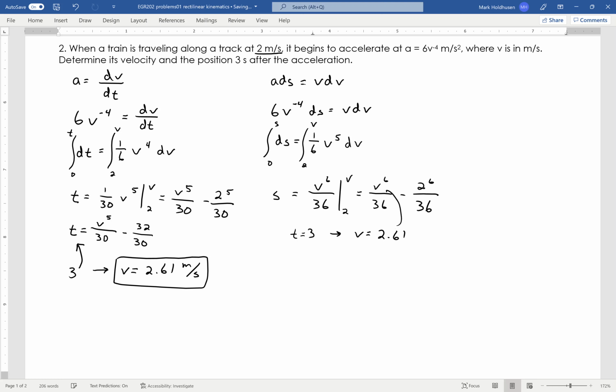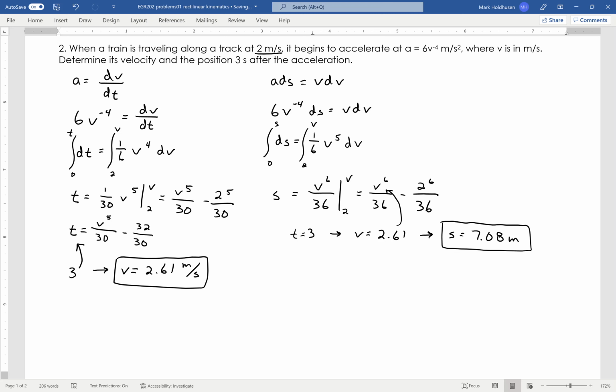I'm going to take that and plug it in right there. And then from that, I can find that my position is 7.08 meters. I can find that position from that. So that's one way I could do it.